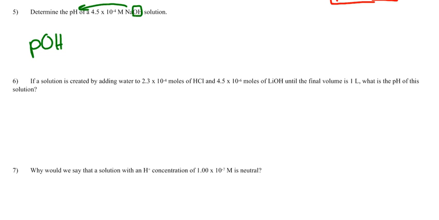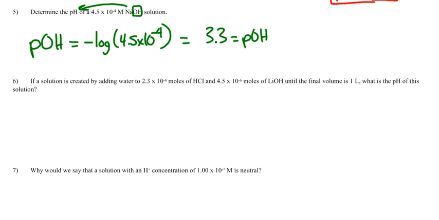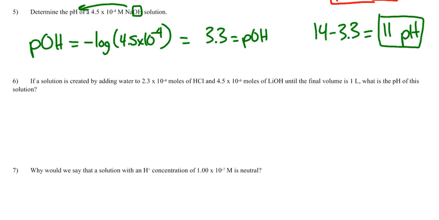What I can directly calculate is pOH. So pOH is going to equal the negative log of this 4.5 times 10 to the negative 4th. I'm going to put that into my calculator, and I get 3.3. That's my pOH. And again, we're going to get good with this formula. 14 minus 3.3 is going to equal 10.7, but I'm going to remember to round it correctly this time. It'll equal 11 as my pH. Okay. Now, always make sure that you're getting the right unit that goes with the question. So this one asked for pH. I calculated pOH and then went to pH.